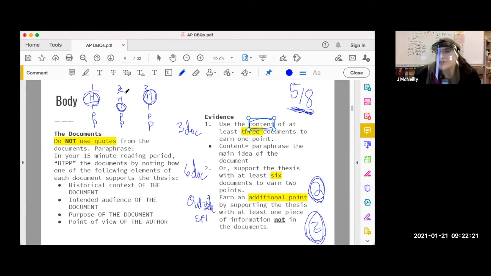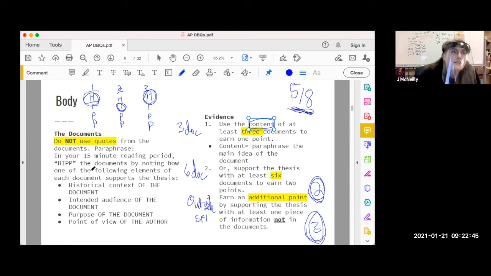You could do H for all of them, or you could do HIP or HII. Okay, it doesn't matter as long as you do 3 documents total. Okay, now what does HIP mean in the context of these documents? Well, it's important that you note that they refer directly to the documents mentioned. So what is the background of the document that you're reading?